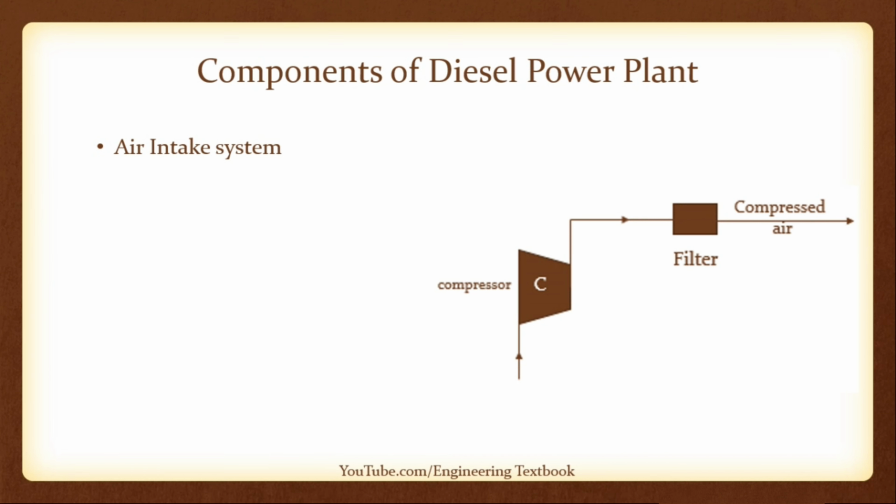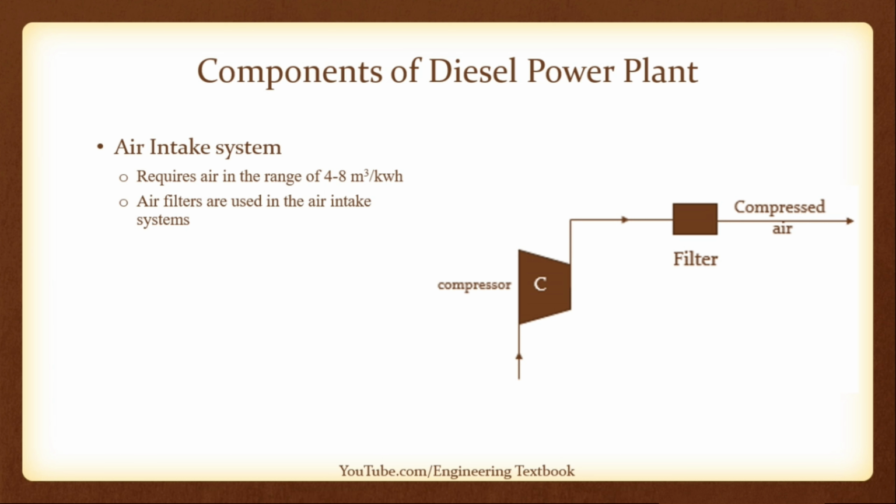Components of diesel engine power plant. Air intake system. Large diesel engine power plants require air in the range of 4 to 8 meter cube per kilowatt hour. In natural air, lots of dust particles are available which may damage the cylinders of the engine. Therefore, air filters are used in the air intake system. The filters are made of cloth or wood. In some cases, oil bath filters are used. In oil bath filters, the dust particles are oil coated.